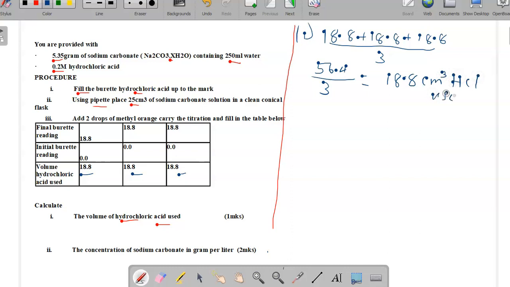So this is the volume of HCl used. If you ask the number of moles of HCl used, you use this volume. Roman 2, they are asking the concentration of sodium carbonate in gram per liter.